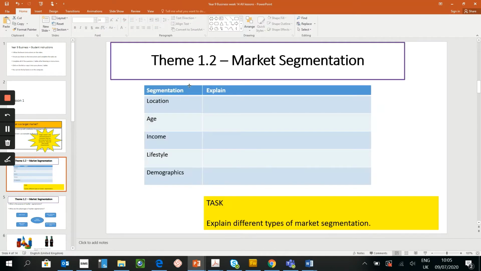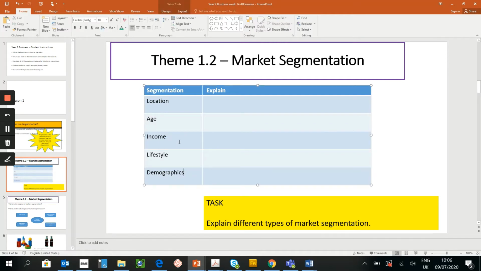The second task then, guys, here we're looking at market segmentation. We have focused on this a bit in class. We did a lesson back in October. What I'd like you to do here is have a look at the different types of characteristics of customers. It could be location, age, income, lifestyle, and demographics.